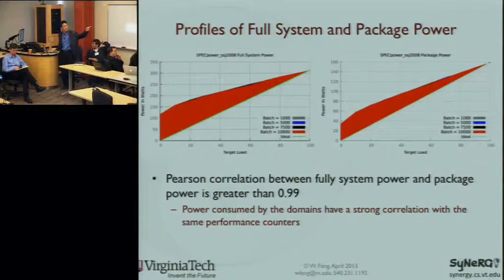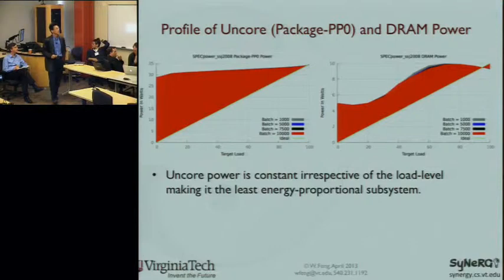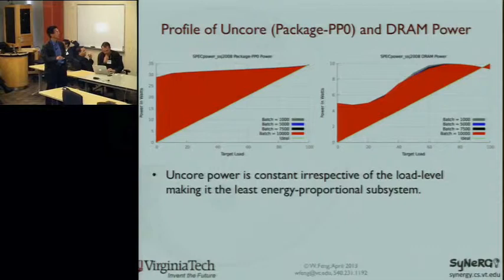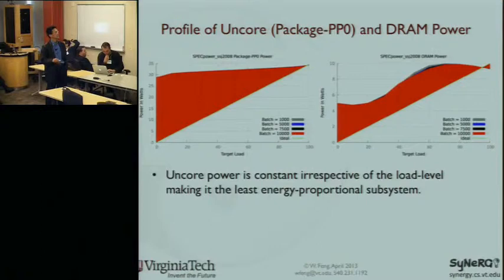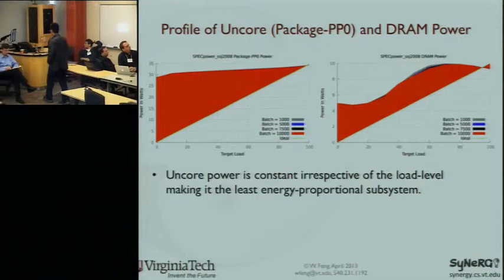And what I think has been more interesting, so this one, you could see that profile is such that we could control it, but there are some cases that we're going to have quite substantial difficulty. This is the uncore power, that is the power other than the core. It's constant, irrespective of the load level, making it the least energy proportional part of the system that we could try and take a look at. And then the memory is much, much less predictable in terms of the energy proportional gap.